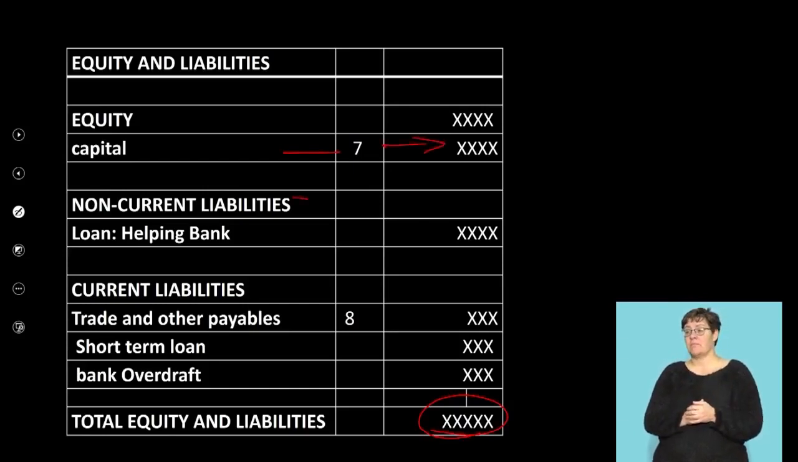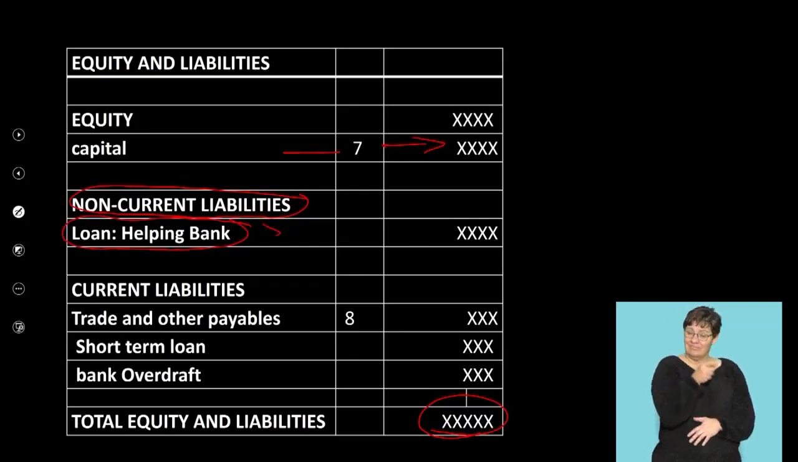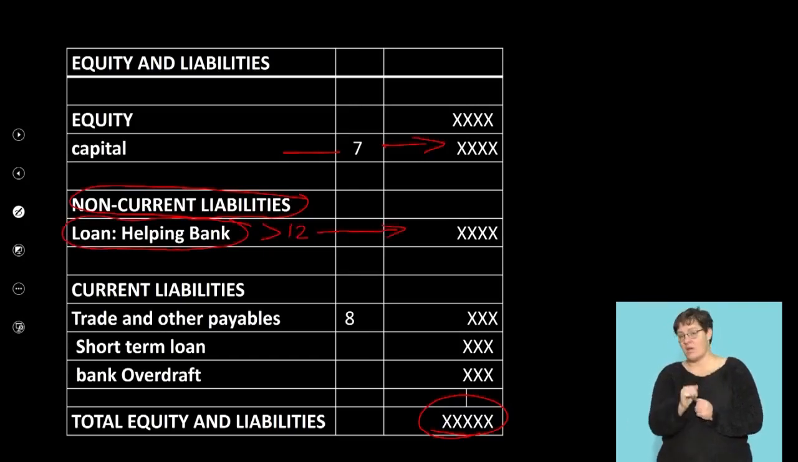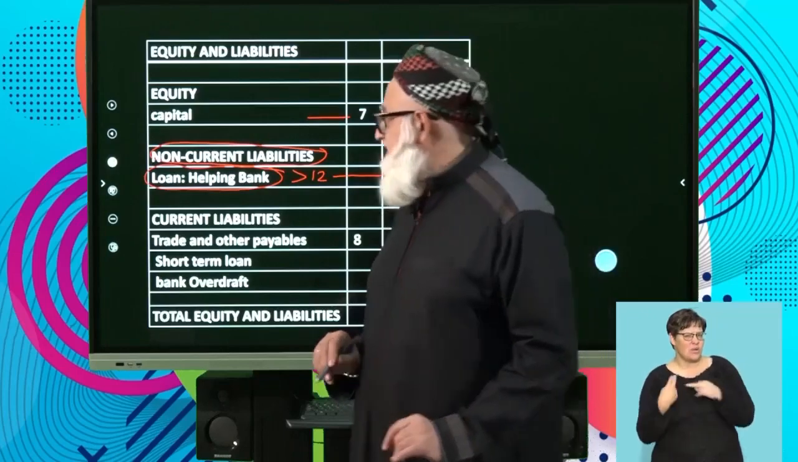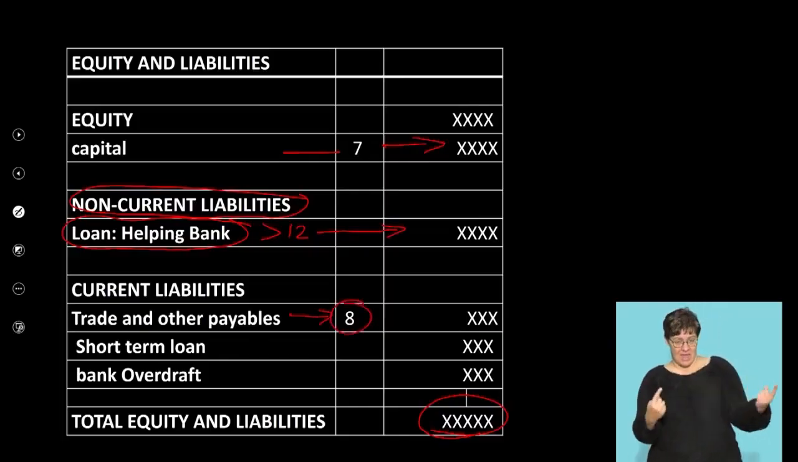Then you come to your non-current liability. Remember the loan. We said, what about the loan? This is the one payable over a period greater than 12 months, and that becomes your non-current liability. Okay. Then you bring in your current liabilities. What do you have under current liabilities? You have your trade and other payables. We've discussed this note at length.